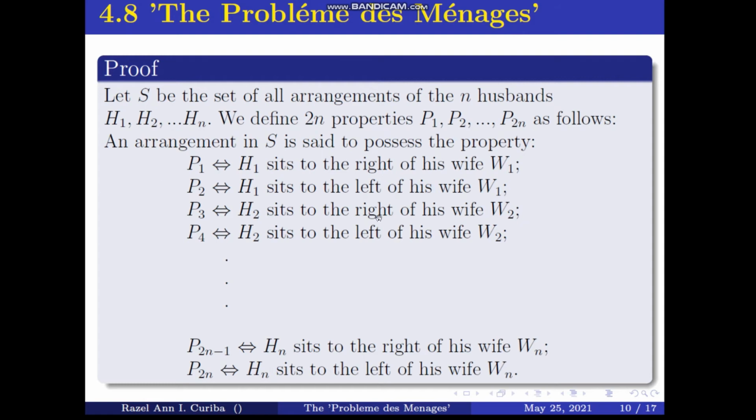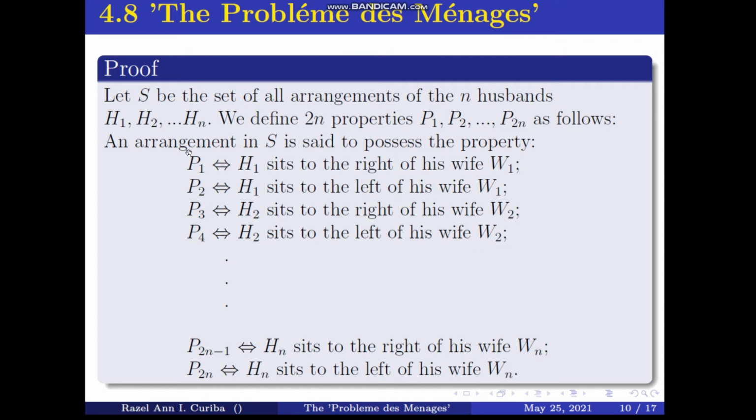P sub 1, if and only if husband 1 sits to the right of his wife, W sub 1. P sub 2, if and only if husband 1 sits to the left of his wife, W sub 1. P sub 3, if and only if husband 2 sits to the right of his wife, which is W sub 2. P sub 4, if and only if husband 2 sits to the left of his wife, W sub 2.